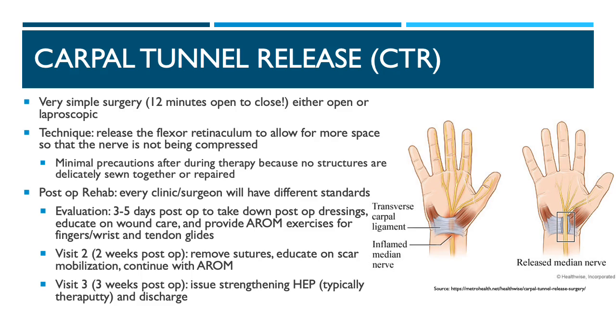After surgery, 3 to 5 days post-op, they come in for an evaluation. So we take down all the post-op dressings. Usually there's a bulky plaster cast held on by an ACE bandage. So we take that off. They'll have a couple stitches, maybe 3 or 4. So you want to educate them on wound care and make sure they know what to look for in case of an infection. You want to start giving them active range of motion for the fingers and wrist, including those tendon glides that we just went over.